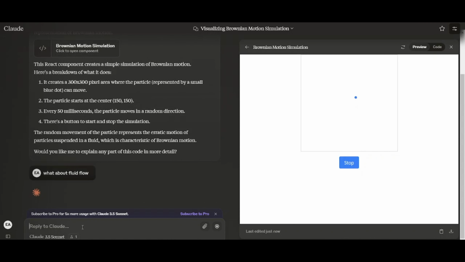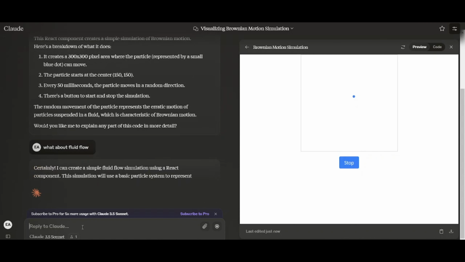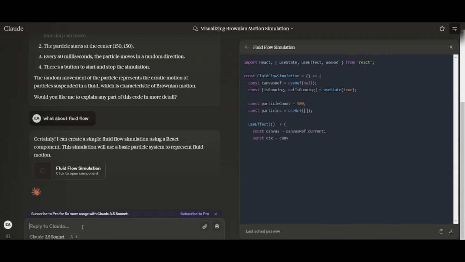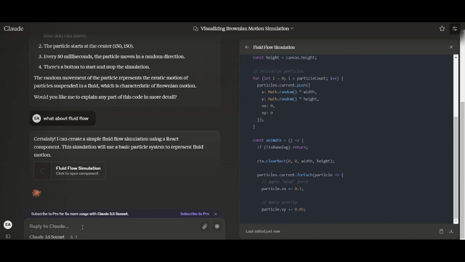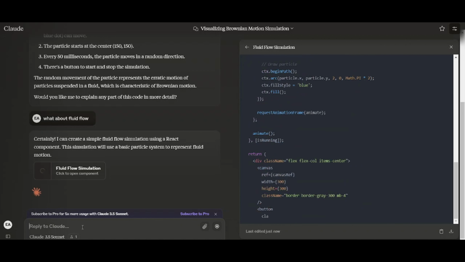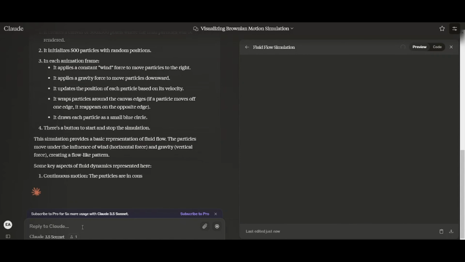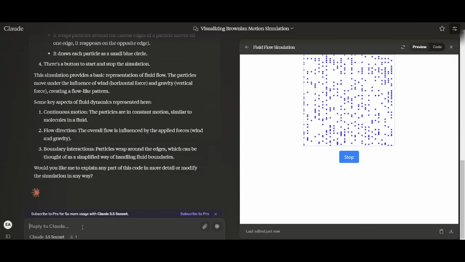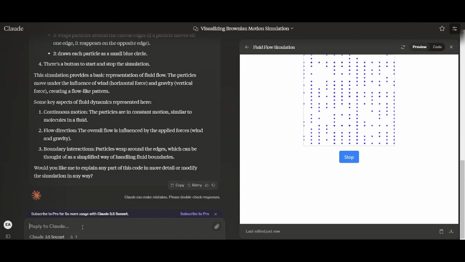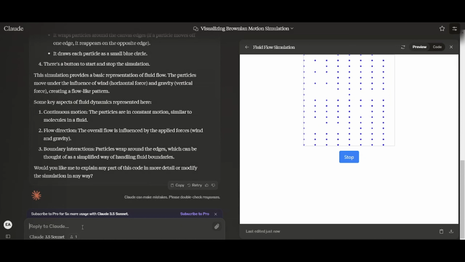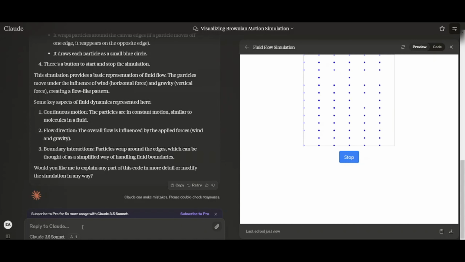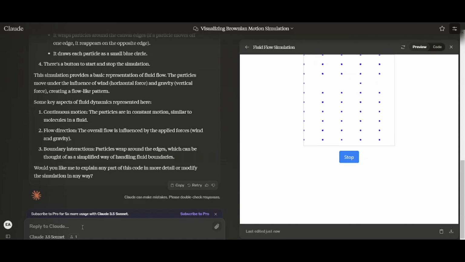The second concept that I tested it on was fluid flow. It developed a more complex simulation using a particle system to represent fluid motion. This simulation included features like wind force and gravity, allowing you to see how multiple particles move in a fluid-like manner. You could adjust parameters like wind strength and particle count to observe different behaviors. But at this, it did not perform as well as I expected.